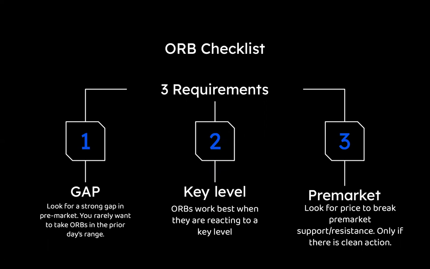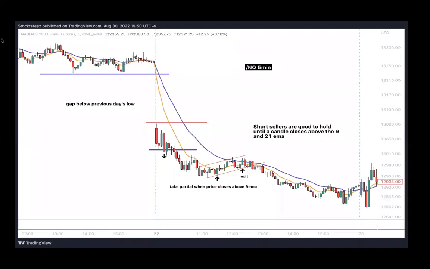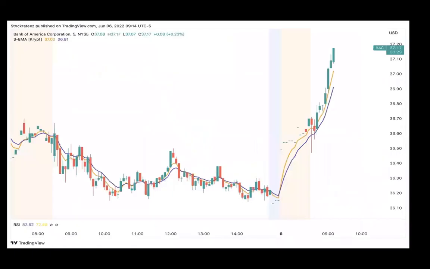Where's the mob? And what is the mob? Those are the majority of buyers. What are they looking to play today? What is big money got their eyes on? And you rarely want to take ORBs in the prior day's range. So see here how we gapped below the previous day's low. We're not in the previous day's range. And here we're above the previous day's high. So I typically don't want to take trades in the previous day's range.